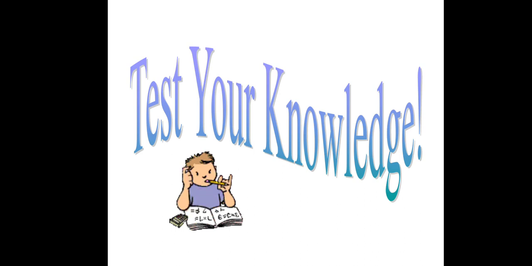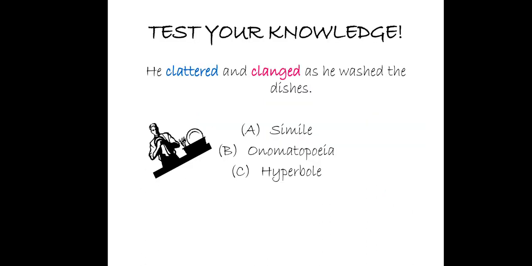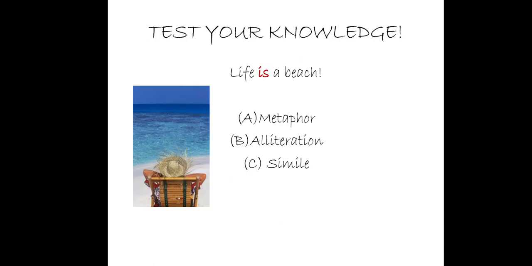Test your knowledge. Now, whatever figures of speech we have learned today, we are going to test. He clattered and clanged as he washed the dishes. As the answer is seen in front of you, onomatopoeia. Test your knowledge. Which figure of speech do you have to write down? Life is a beach. Yes, metaphor, as life is compared with a beach using is. That is a to be verb.